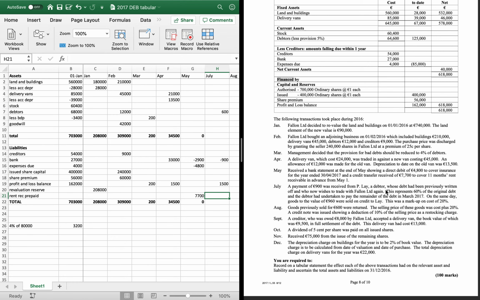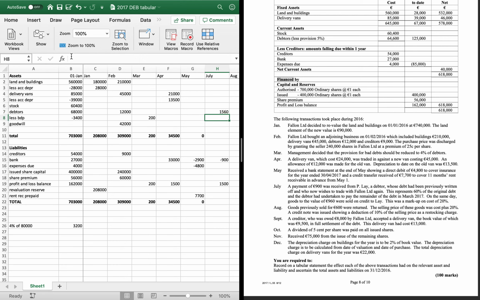The second part of it is on the same day, goods to the value of 960 were sold on credit. So there's another 960 that needs to go in here. So we add that 960 to the 600, and that gives you 1560. Again, if you wanted to, you could show that as a separate working for July.